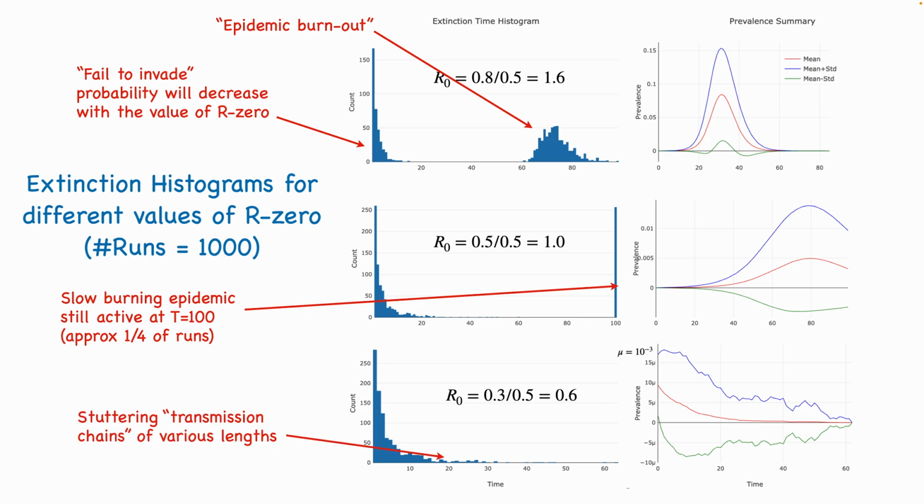And finally, let's go to an R0 which is less than 1. In this case, we get what are called stuttering transmission chains of various lengths. Most of them don't make it beyond one time period, but sometimes the epidemic will persist and kind of stutter along until it finally burns out.